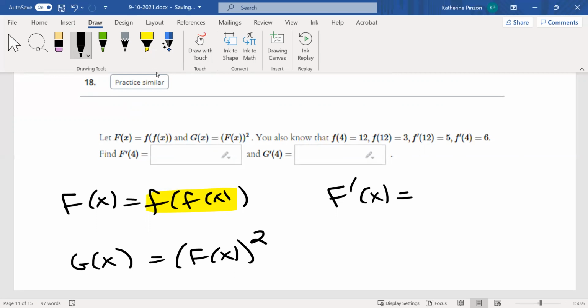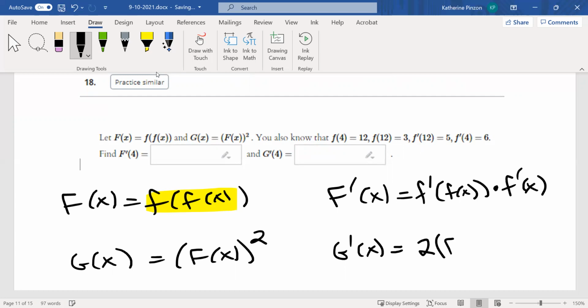So you need the chain rule, yeah? So we're going to say derivative of the outside, f prime, leave the inside alone, times the derivative of the inside, f prime. Yeah. How do I take the derivative of G? This is G. Bring the 2 in front. 2 times f of x to the 1 times f prime of x. Yeah. So look, in here, I'm going to need to use this answer there. Crazy, right?